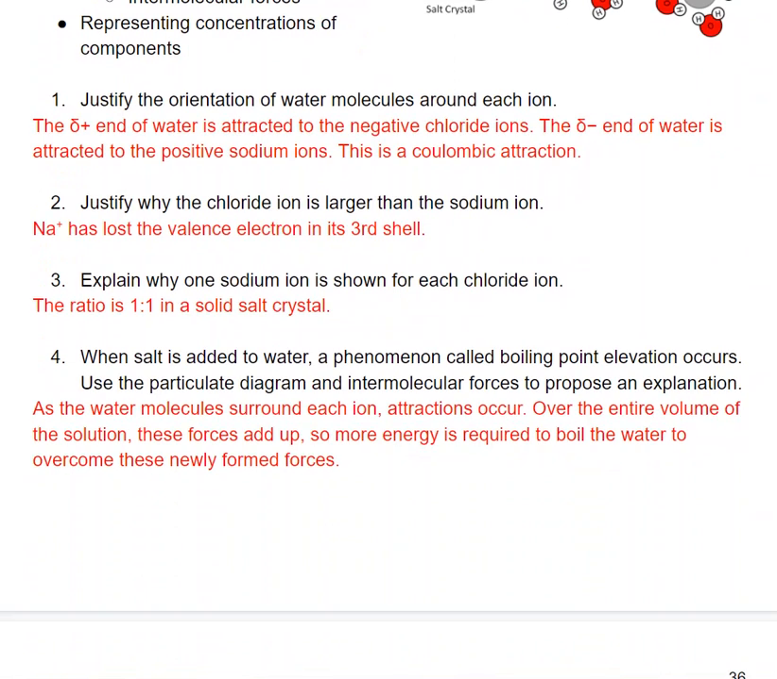Why is the chloride ion larger than the sodium ion? Sodium has lost its valence electron in its third shell, whereas chloride still has all 3 of its shells.